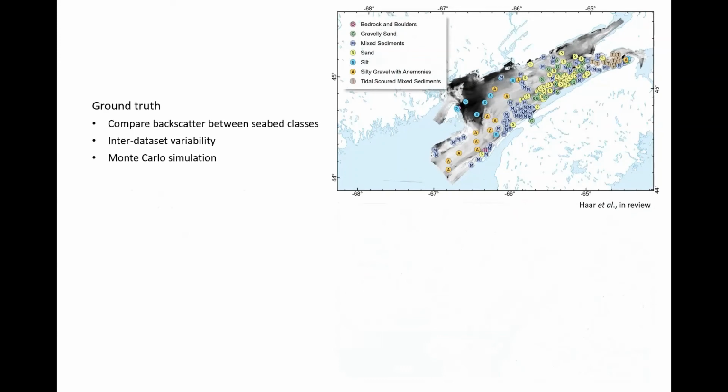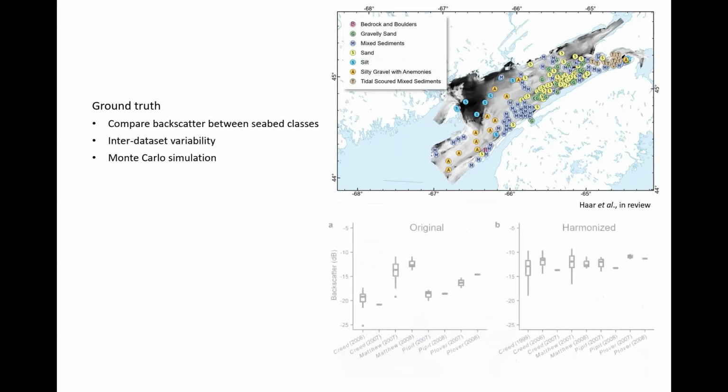So we have a bunch of videos from the BSWG, and we've identified 7 substrate classes. So we have a backscatter of those classes between different data sets, like before and after we tried to harmonize them. So this is just an example of one of the substrate types before and after. We've done some harmonization from all the different vessels that have mapped it.